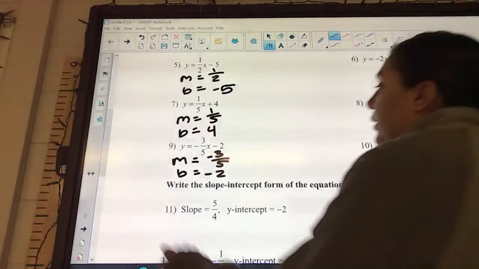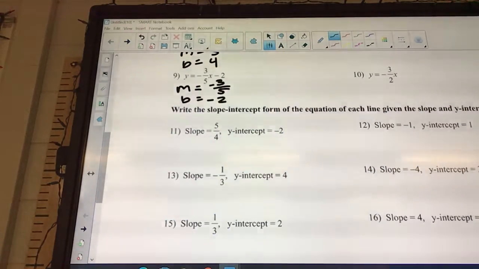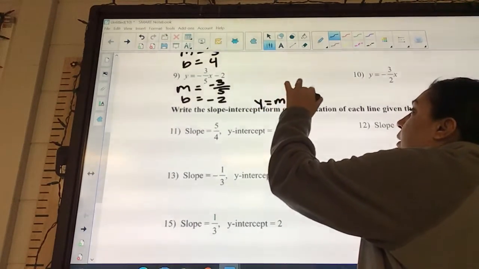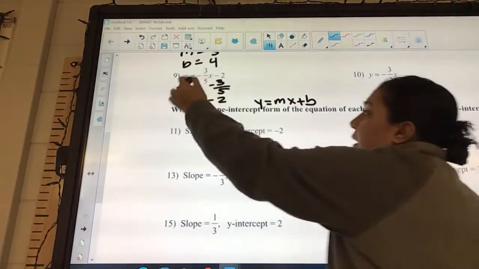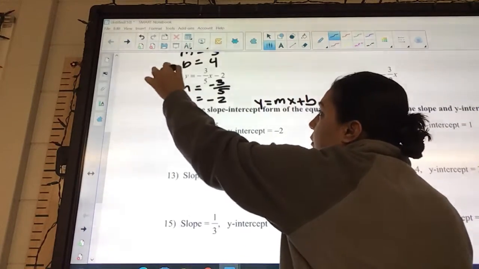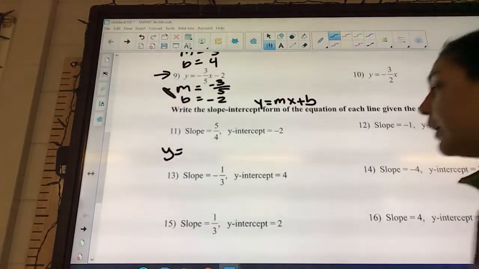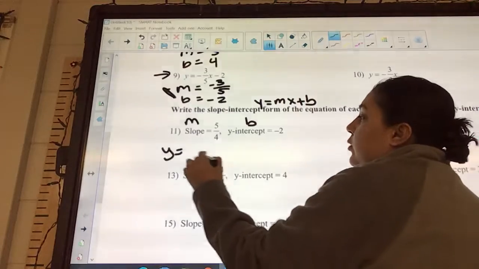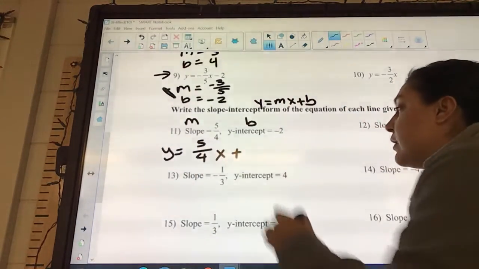Okay, write the slope-intercept form. Okay, so the slope-intercept form is same thing. We got y equals mx plus b. That's our slope-intercept form. And so really you're doing the same thing here. Instead of writing these pieces, you're given these pieces and you need to write it like this. So we're going to have y equals, what's my m? Okay, well my m is always the slope and the y-intercept is the b. Okay, so my m is going to be 5/4x plus, and my b is going to be -2.